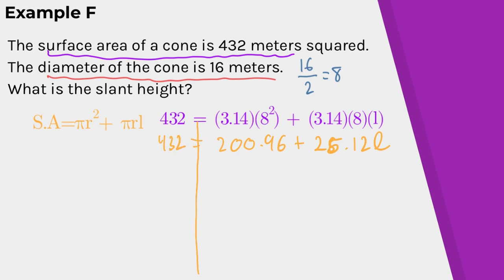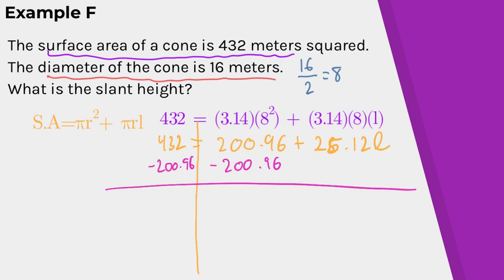So now I've got a two-step equation. So the first thing I've got to do is remove my constant by subtracting 200.96 from both sides. These are going to cancel, leaving me 25.12 L on this side. 432 minus 200.96 is going to give me 231.04. And then I've got a one-step equation where I'm going to need to divide both sides of my equation by 25.12.